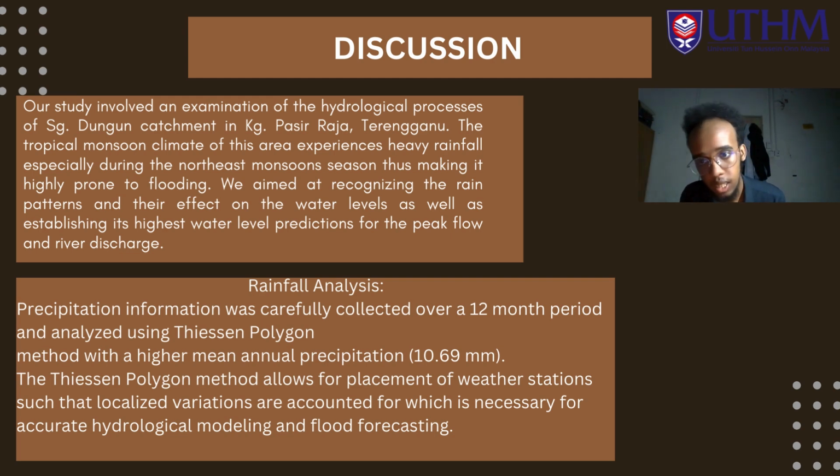For river analysis, precipitation information was carefully collected over a 12-month period and analyzed using the Thiessen polygon method, with a higher mean annual precipitation of 10.69 millimeter. The Thiessen polygon method allows for placement of weather stations such that localized variations are accounted for, which is necessary for accurate hydrological modeling and flood forecasting.